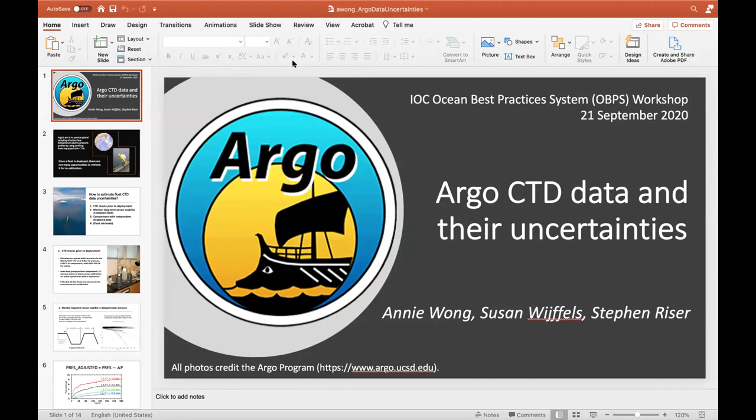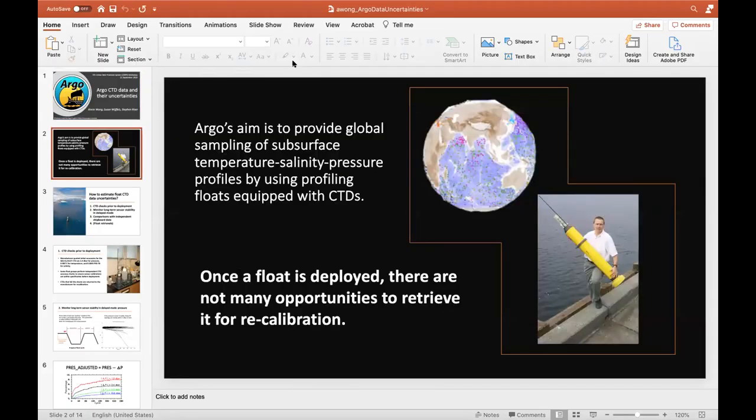Okay, hi everybody. My name is Annie Wong, and I'm going to talk about Argo CTD data and their uncertainties. A very brief introduction: Argo is a global program that deploys profiling floats around the world's oceans. Every one of these floats carries a CTD that measures temperature and salinity versus pressure. There are floats that carry other sensors like biogeochemical sensors, but for today's presentation I'm only going to talk about temperature, salinity, and pressure, so data from the CTD and not from other sensors. The Argo program has been going on for about 20 years, and it has accrued over 2 million vertical profiles of temperature and salinity.